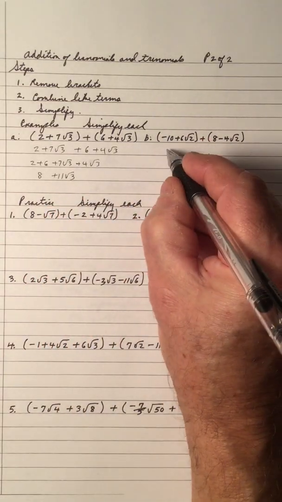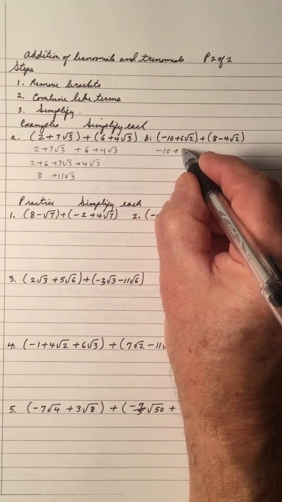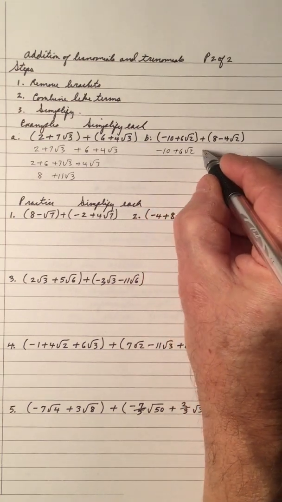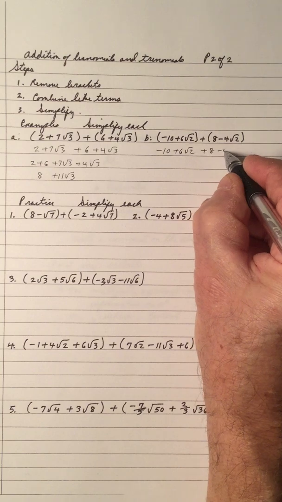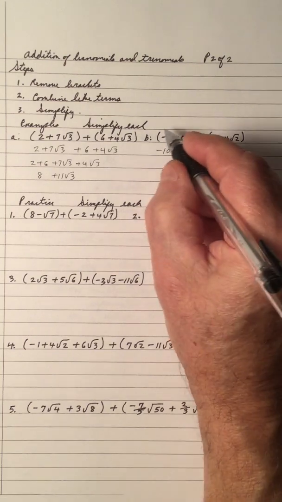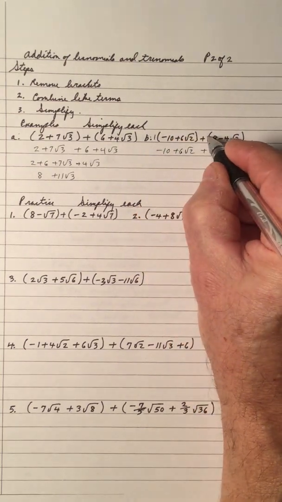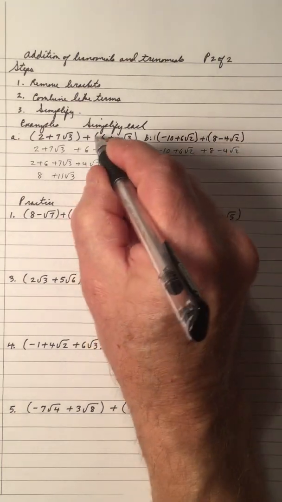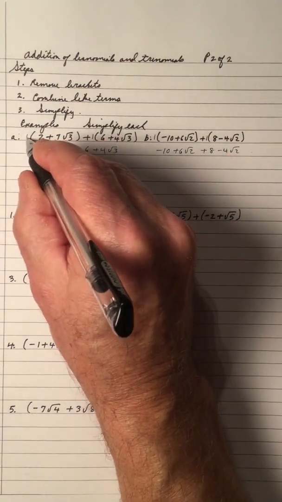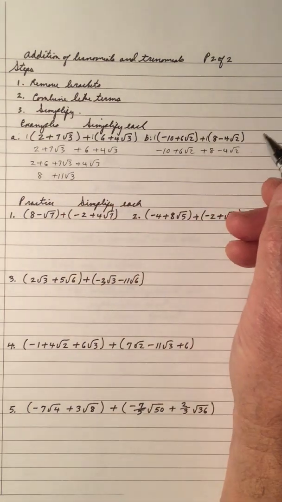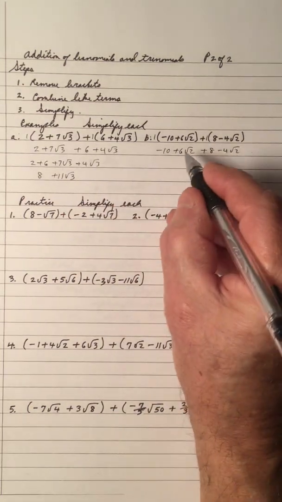And we combine. We have to remove the brackets first. Notice when you're adding, you don't change the signs. And actually, you can treat that as a 1 and a 1 and multiply by 1s. So that's another way to think about it.